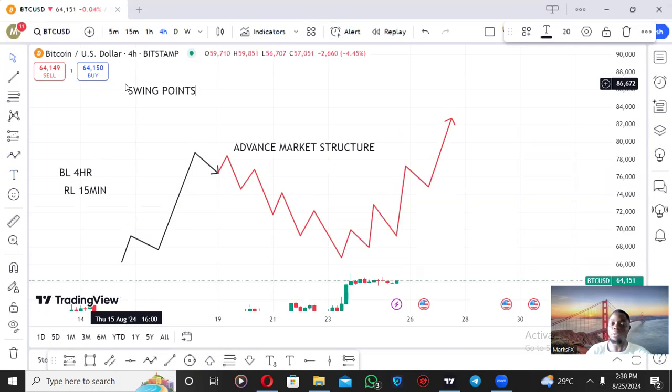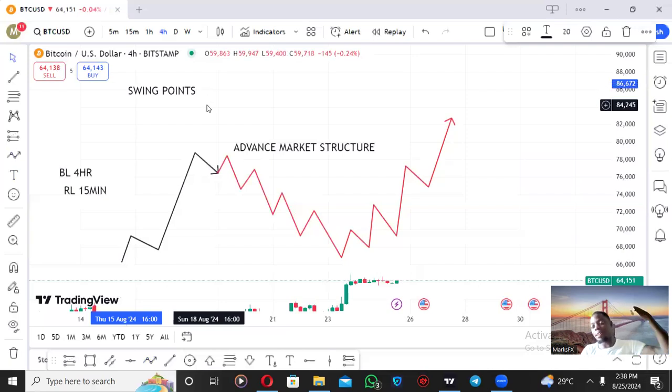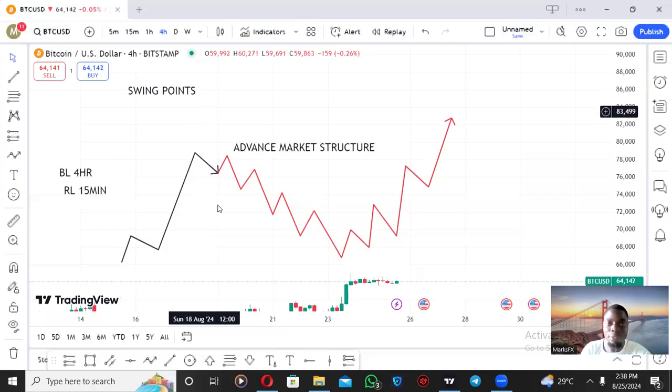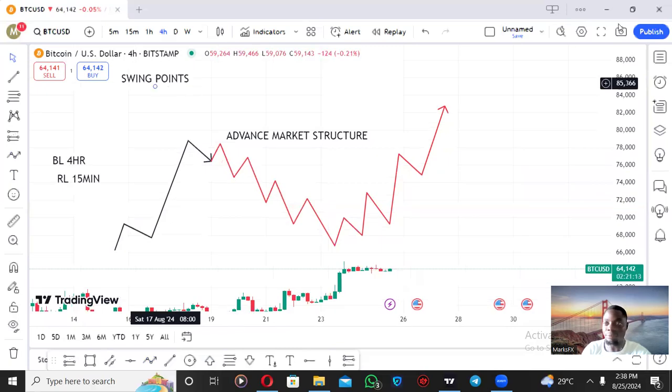Now, swing points are actually the highs or the lows that break a particular structure to the downside or to the upside. Write it down. Swing points or swing structures are the highs or lows that price has made that led to a break of structure. Okay, all right, now let's take a look at this now.